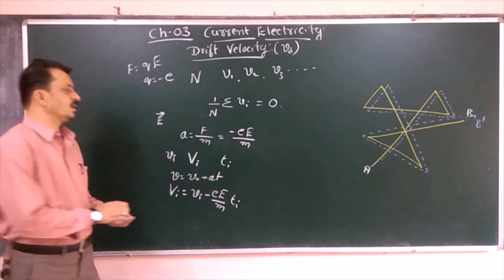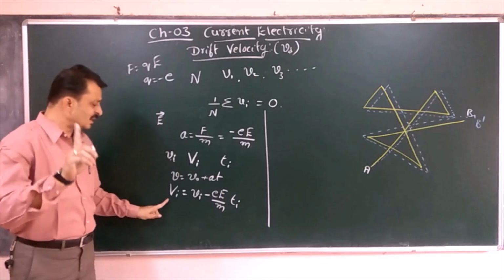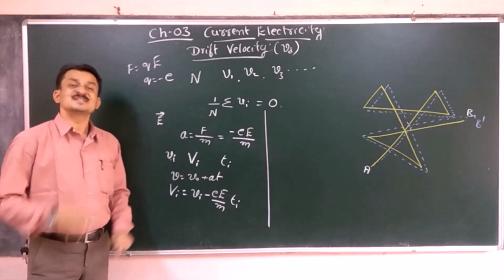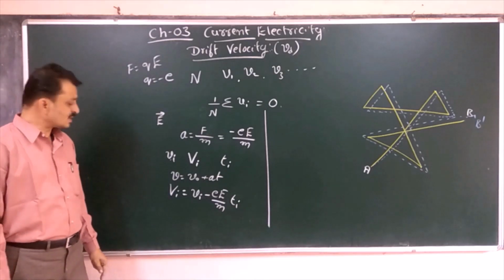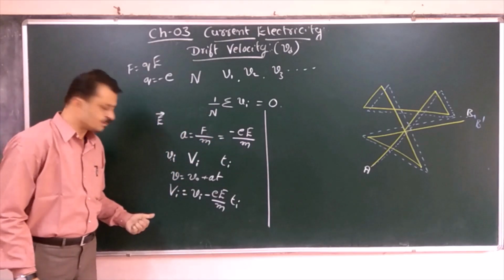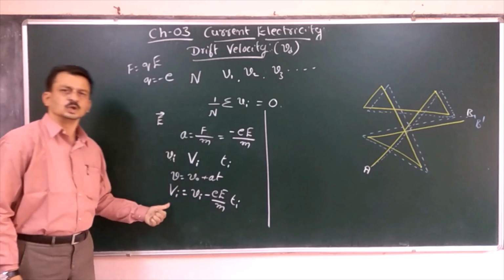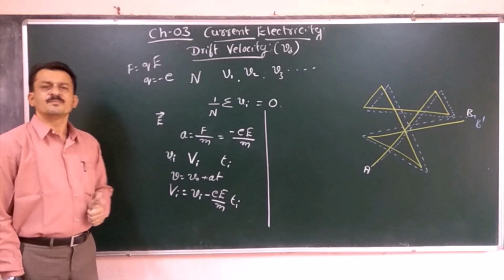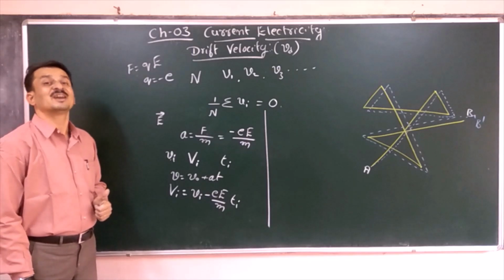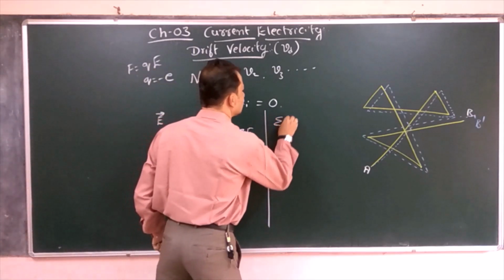Understood? Okay. Now this is the velocity of the ith particle, ith electron. Then what is the total velocity of all the particles, if asked? Very simple. We get the velocity of the ith particle. If we do the summation, we will get the total velocity. That is sigma Vi.